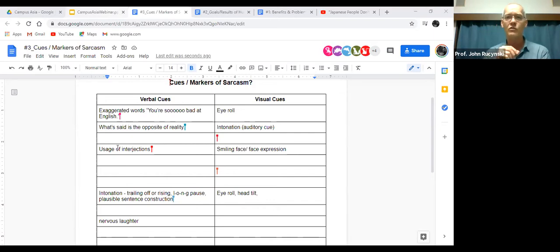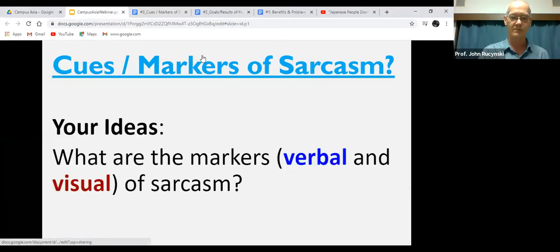Okay, and then some of the visual cues, yep, the eye roll, so moving your eyes, smiling face or face expression. So you could say something negative, but smile, so that's the opposite. And eye roll again, or head tilt. So not always, but a lot of speakers do give the hint when they're being sarcastic. So this would be part of teaching about sarcasm in the language classroom. So let me get back to my slides and we'll put these ideas in action.